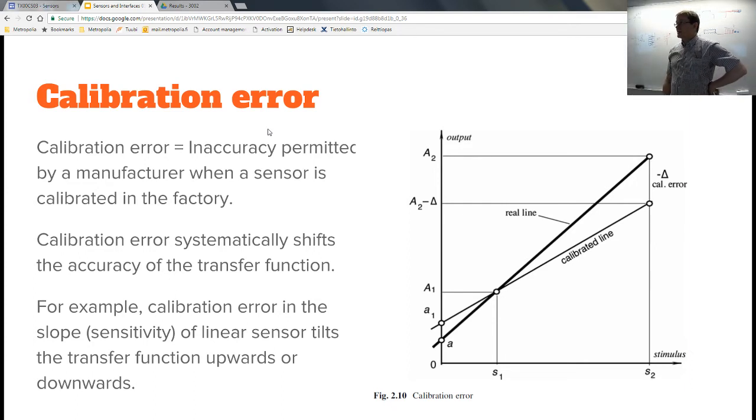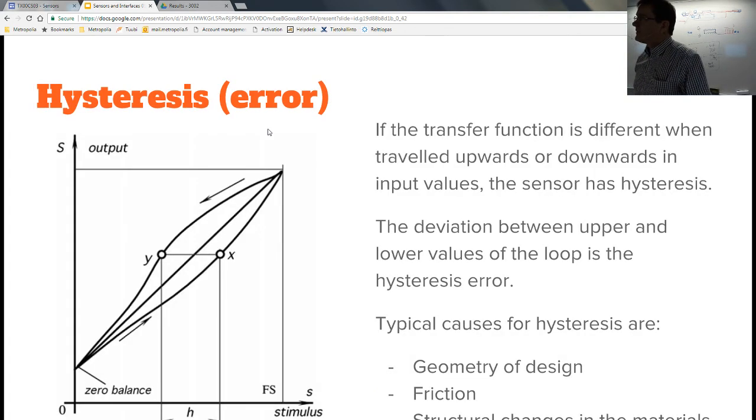Okay, calibration error. Yeah, that's basically the error on the transfer function. Then about the hysteresis, this is about the output doesn't follow exactly the input, but it has some memory effect from the last values. Like in temperature sensors, they always have that one.